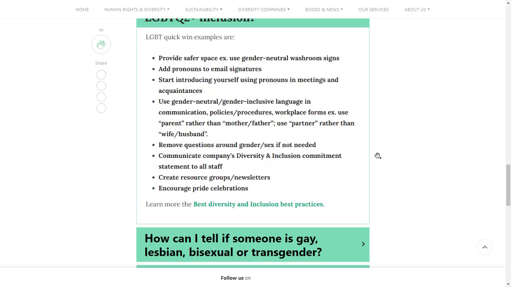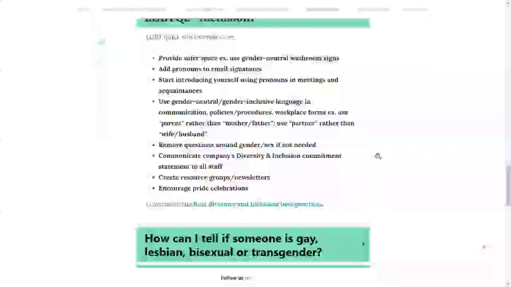The other quick wins could be communicating the company's diversity and inclusion commitment to staff and the clients and to your suppliers. You can create engagement resource group newsletters, and then you can also encourage your teams, your employees to join Pride celebrations.